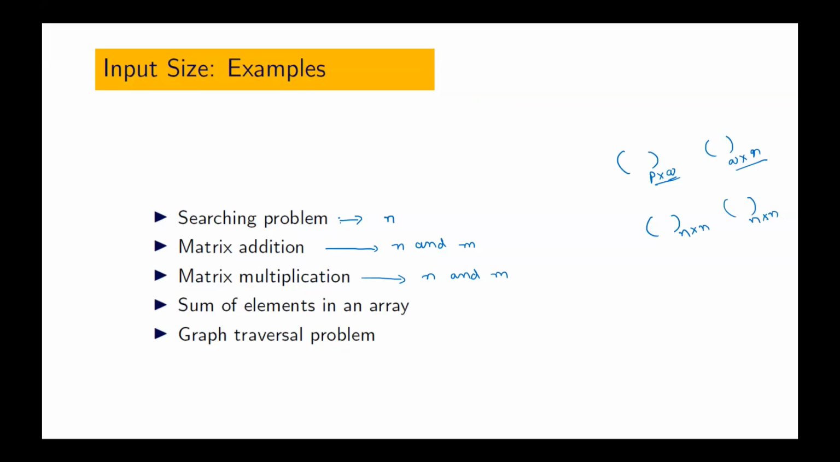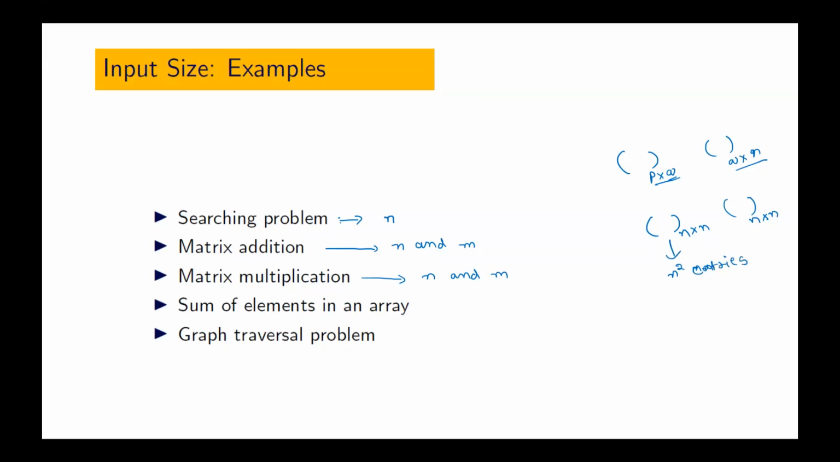If the problem is well defined with square matrices only, then 1 parameter. But actually that is not 1 parameter. We have the number of rows as well as the number of columns. That means n square entries are there in our matrix. N square elements are there.